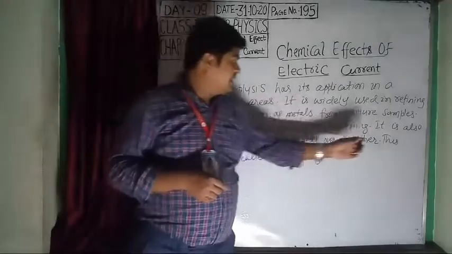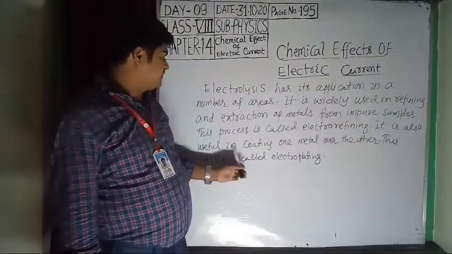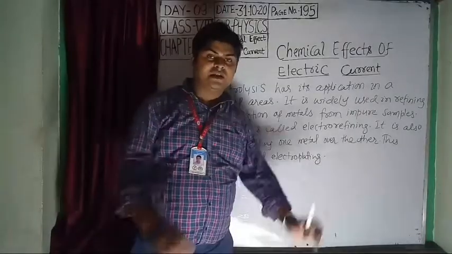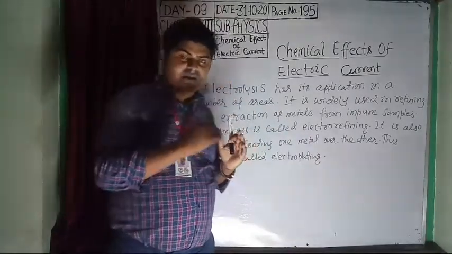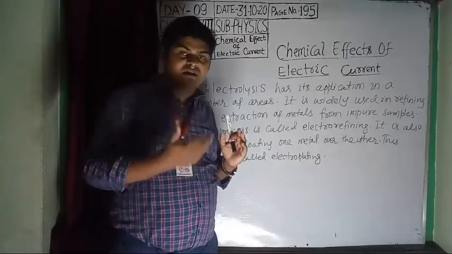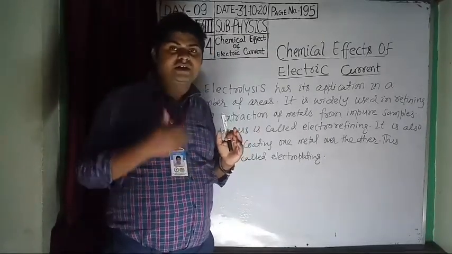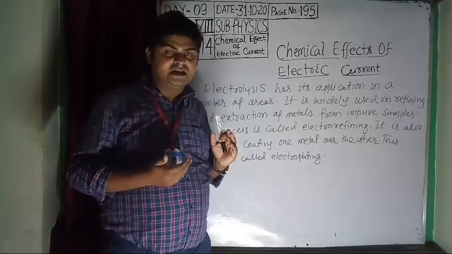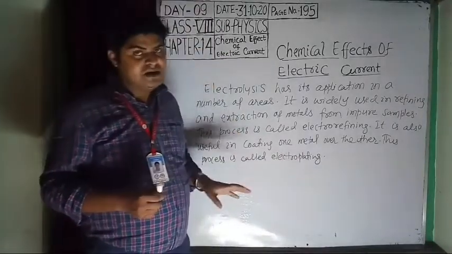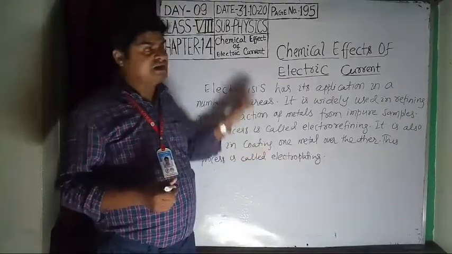It is also useful in coating one metal over another. When a thin layer of one metal is coated onto another metal to protect it from air contact, this process is called electroplating, which I will discuss in day 10.